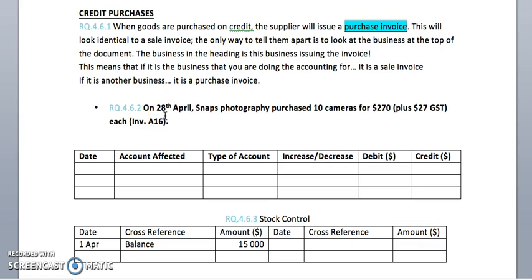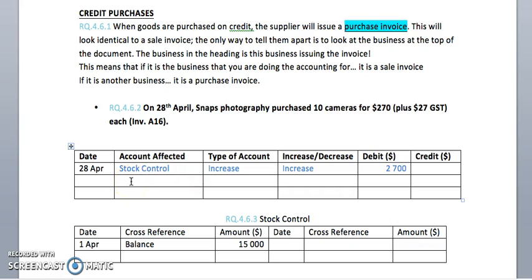Okay, on the 28th of April, Snaps Photography purchased 10 cameras for $270 each. Now the account that's going to get affected, our stock control, is going to go up. We are buying an asset, so our stock control, buying stock, so we have more stock in the business. So it's going to go up by $270 times 10. We've bought 10 cameras. It's going to go up by $2,700.